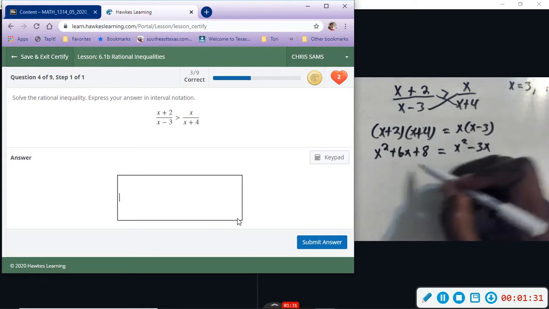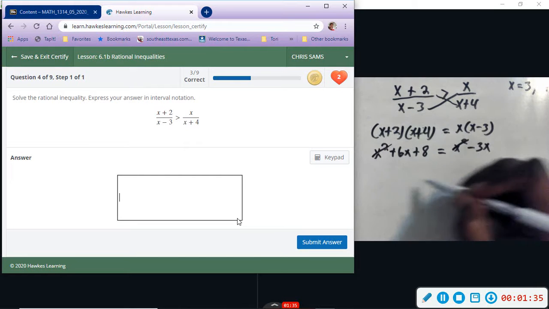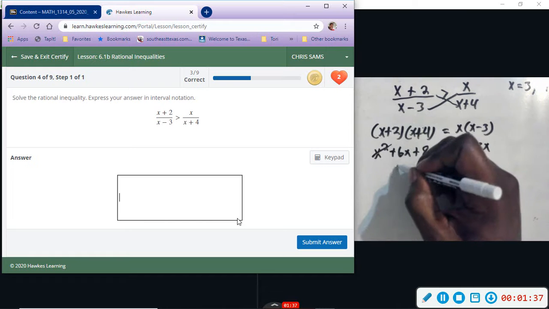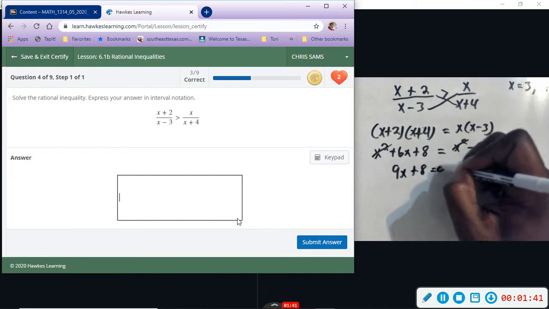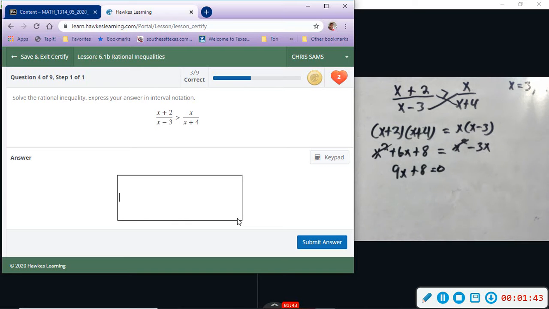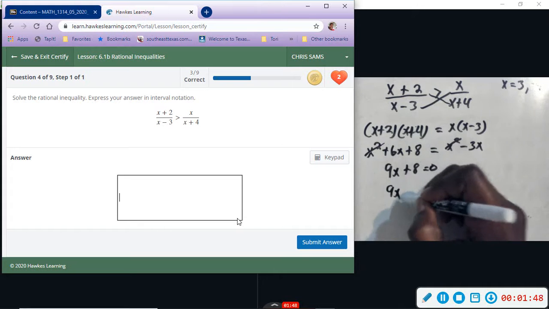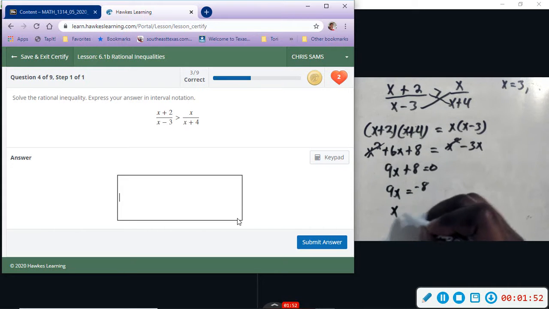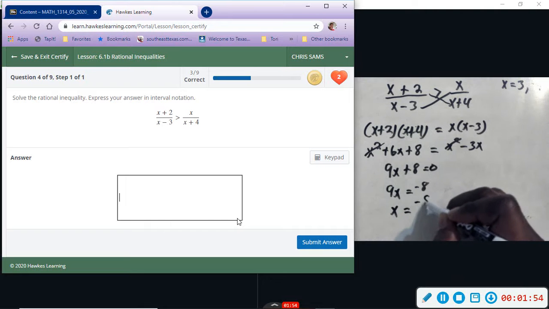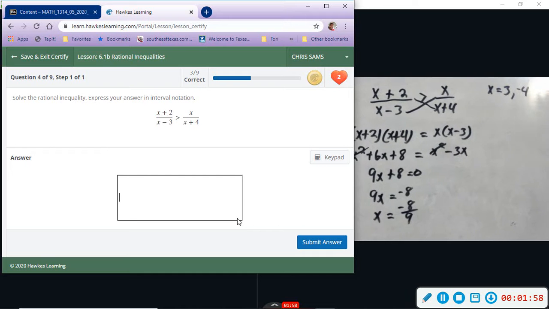Alright, so subtracting x squared, since they're both the same, those will cancel. And then add 3x to move it over. And we get 9x plus 8 equals 0. And then if we subtract 8, we have 9x equals negative 8. And divide by 9, we get x equals negative 8 over 9. Okay, so that would be our other critical value.